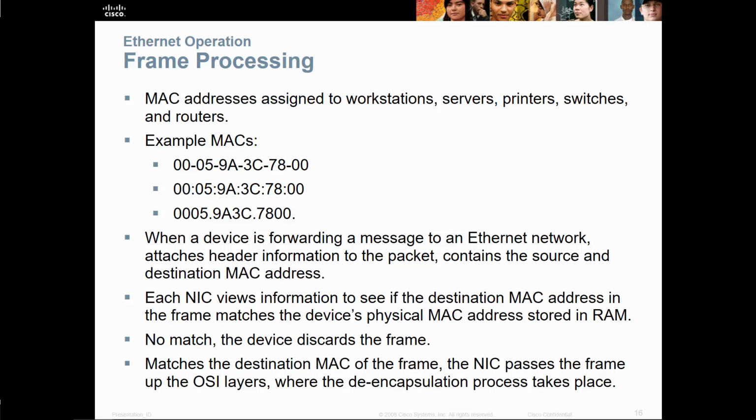containing the source and destination MAC addresses, because we're taking a layer 3 packet and packaging it into a layer 2 frame. Each NIC views the information to see the destination MAC address, and if the frame matches the device's physical MAC, it's stored in RAM. No match, the device discards the frame. If it matches the destination MAC address of the frame, then the NIC will pass the frame up the OSI layers to the next layer. So it'll de-encapsulate the frame to a packet, and it'll verify the IP address. That part's for a different chapter, but that's what happens.